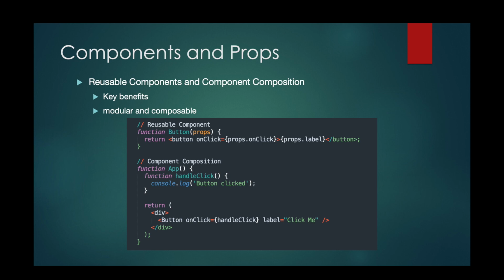If you look at this example, the Button component is reusable and can be used in various parts of the application. The App component composes the Button component by passing custom props onClick and label, making it flexible and reusable in different contexts.